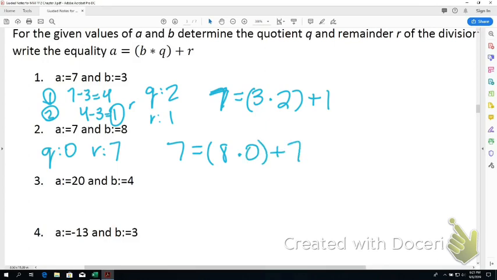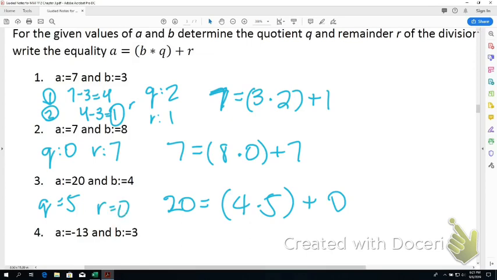plus 7. Okay. For the next one, 20 divided by 4, you might think, oh, that goes in nicely. So then the quotient is just 5. And what I mean by it divides nicely is there is no remainder. So now if I write this equation, I'll have A, which is 20, equals B times Q, so parentheses 4 times 5, plus my remainder, which is 0.